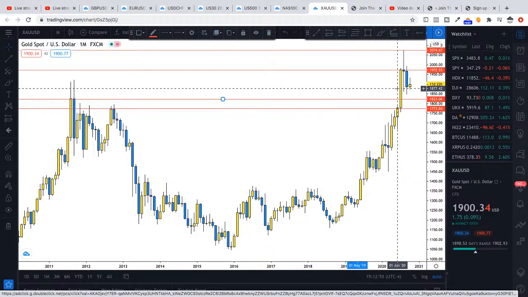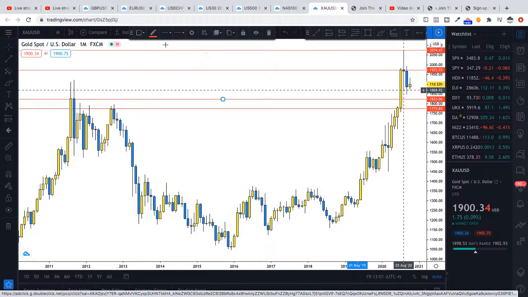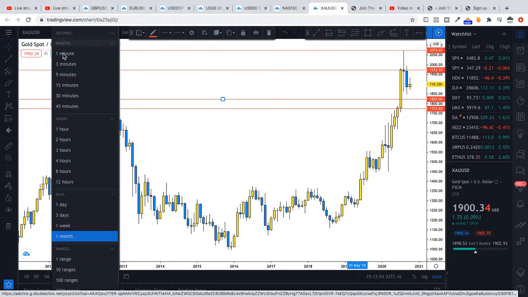Maybe the buys already happened up here. But from the looks of it, it went up this month and then rejected. So let's see what happens this week. Let's jump into a weekly chart.